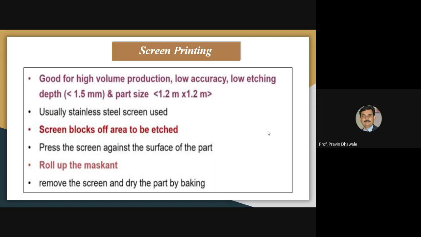First of all, you have to screen the block of area which is to be etched. Then you have to press the screen against that surface of the part. After that, you have to roll up the maskant over that workpiece. Then you have to remove the screen and dry the part by baking operation. So that is about screen printing.